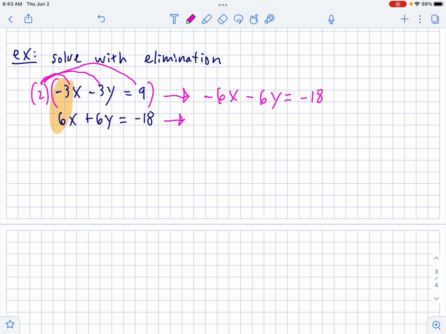And then the second equation I won't change. I'll just move it over. 6x plus 6y is equal to negative 18. And then we can add the two together. Oh, sorry, that's on top. That's a positive 18. I messed up that.